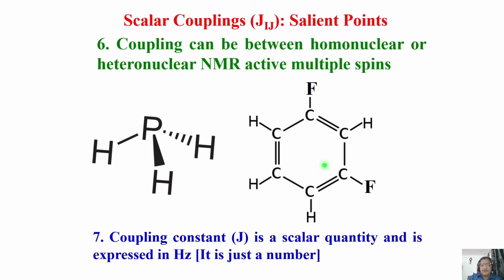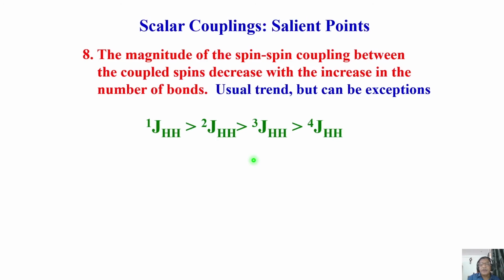There are so many couplings here: homo between protons, hetero between proton and carbon, homo between carbons, hetero between proton and fluorine, and homo between fluorine and fluorine. All those things are possible. And coupling constant is a scalar quantity and is expressed as a number. It is in hertz. I will say the coupling for 1 bond or 2 bond coupling here may be 5 hertz, 10 hertz. I express it in terms of a number, and the unit is hertz. It's just a number. Okay.